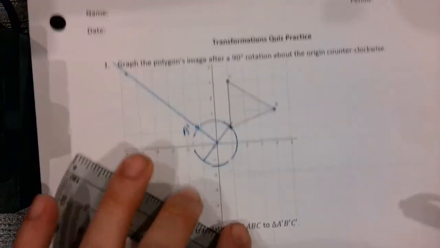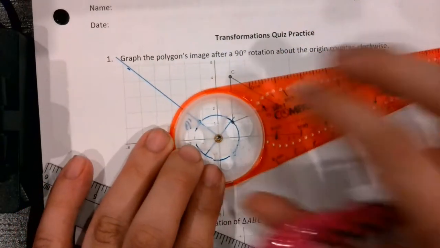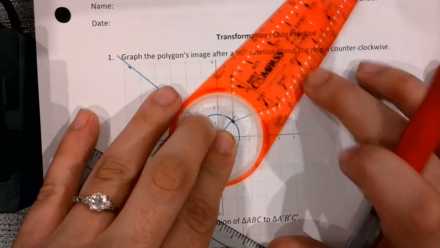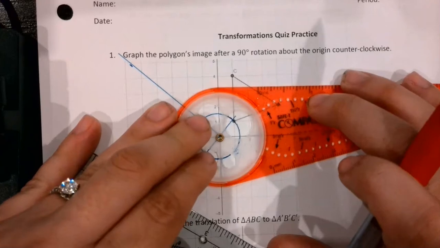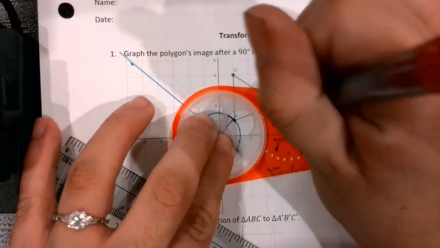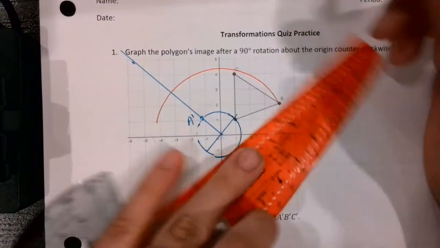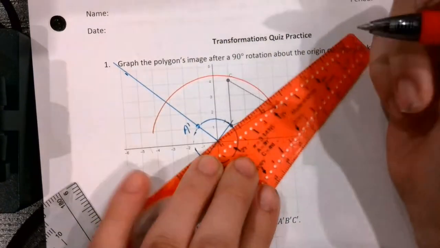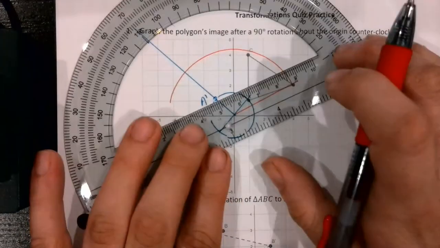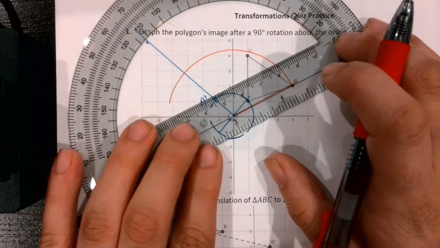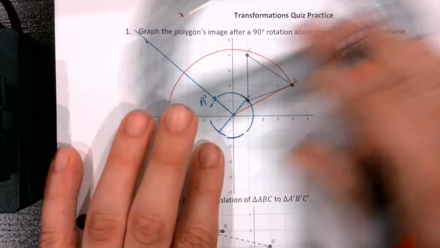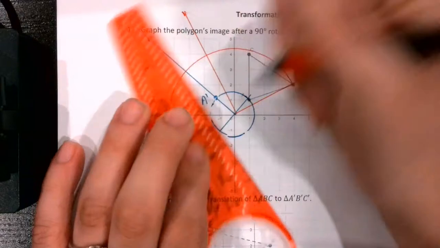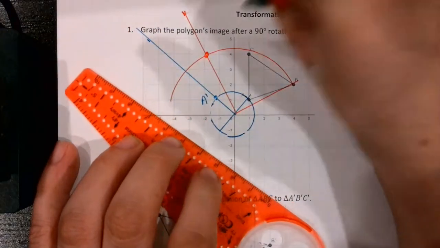I'm going to do the same thing for my other 3 points. So I'm going to do B next. Okay. Then I draw my line to the origin through B. Then I grab my protractor and I am going to move it 90 degrees. I put the tick mark at 90. And then I connect the point and the tick mark together. And then where the line and the arc cross is going to be B prime.